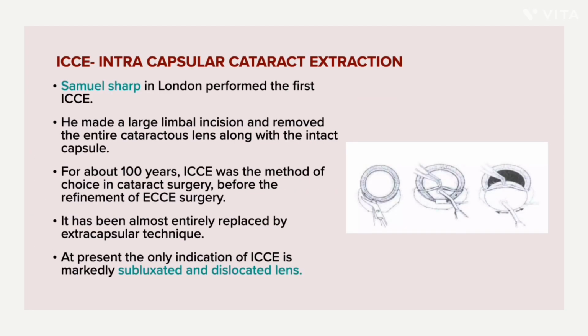After that, there was intracapsular cataract extraction, which was first performed by Samuel Sharp in London. This technique involved making a large incision at the limbus and removing the entire lens along with its capsule. It was a standard method for about a century before advanced techniques were developed. Over time, it was largely replaced by extracapsular methods, which are safer and more precise. Today, intracapsular cataract extraction is rarely used and is mainly reserved for cases with severely subluxated or dislocated lenses.